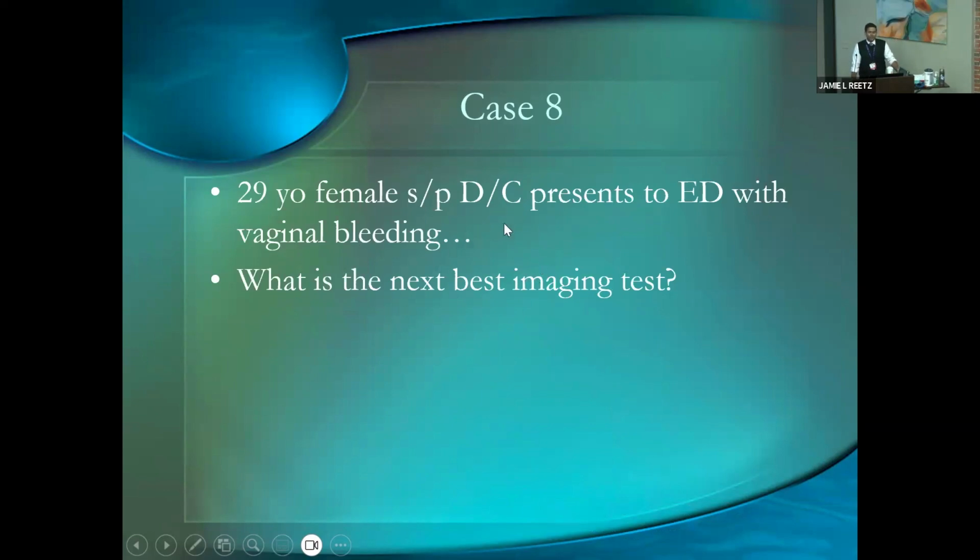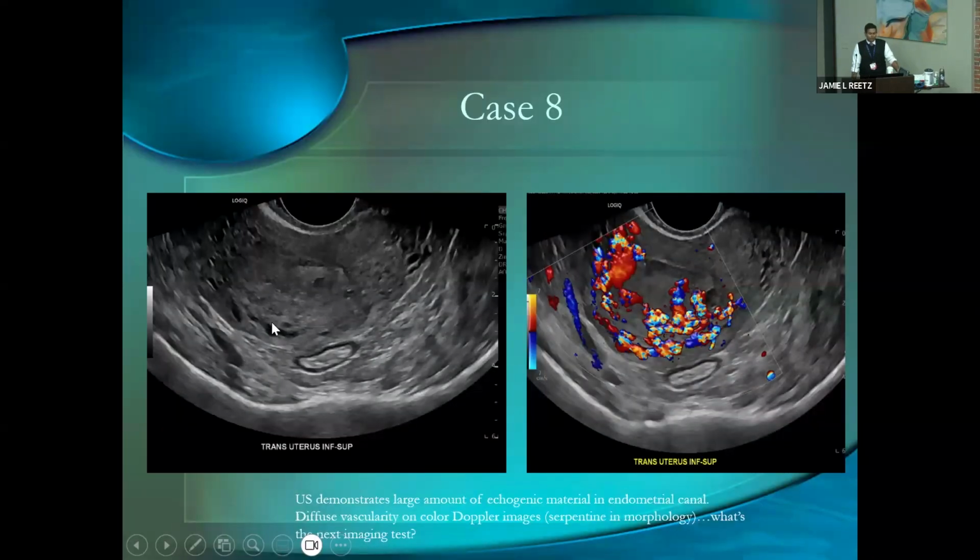So 29-year-old female status post D&C presents to the ER with vaginal bleeding. What's the next best test? It's ultrasound. We did the ultrasound. We see a large amount of material in the endometrium. So we go, oh, this is retained products. Is it hematoma? We put flow on it, and there is robust flow, probably more flow than you'd be expecting for retained products. And the thing that really worries us is a lot of the flow is very curvilinear and serpentine. So we say, well, that could be retained products, but there's a lot of it almost looks like little blood vessels.